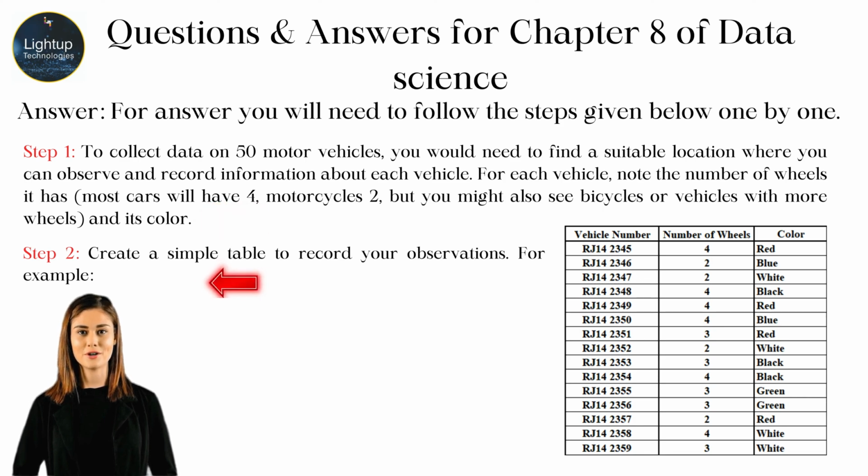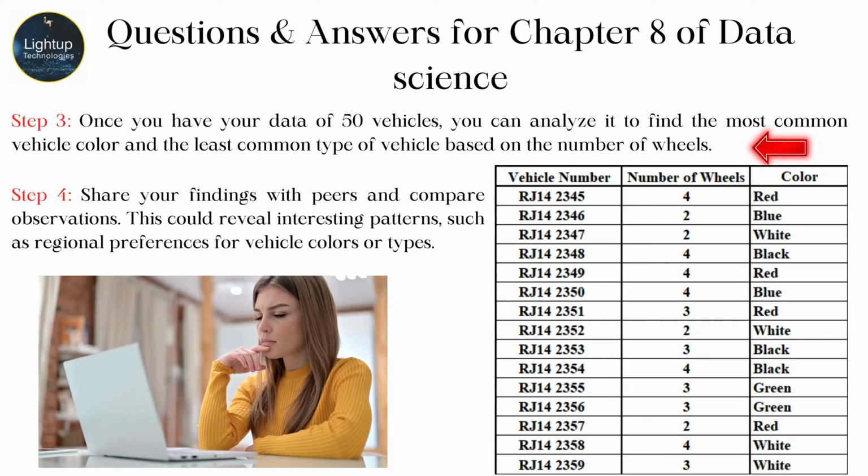Step 2. Create a simple table to record your observations. For example, Step 3. Once you have your data of 50 vehicles, you can analyze it to find the most common vehicle color and the least common type of vehicle based on the number of wheels. Step 4. Share your findings with peers and compare observations. This could reveal interesting patterns, such as regional preferences for vehicle colors or types.